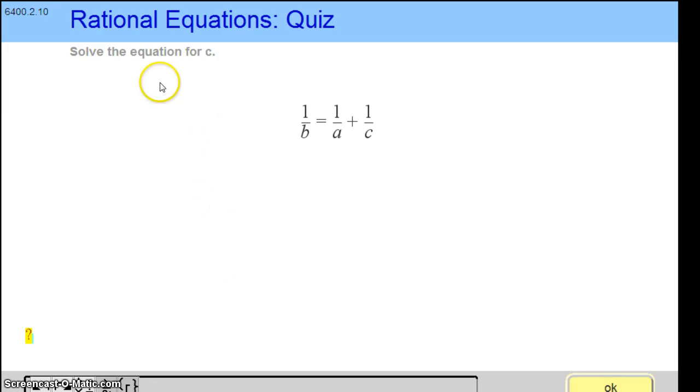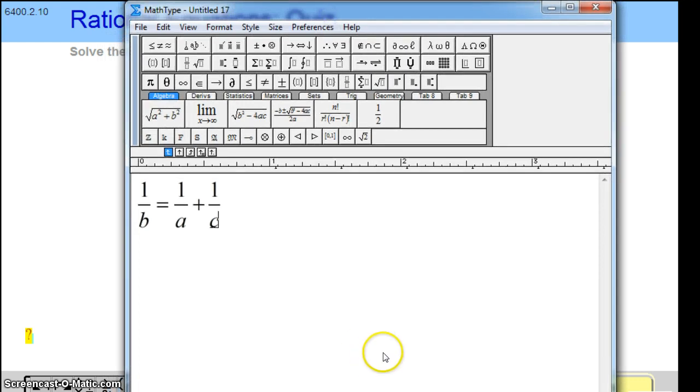Alright, this is a question on the equations quiz, and they ask us to solve the equation for C. So C is here. How are we going to isolate C? The idea is we want to have C equals some expression. These are all just constants, well, they're variables, but we're just solving in terms of C equals something with A's and B's. That's what we want. Okay, so I have the equation here.